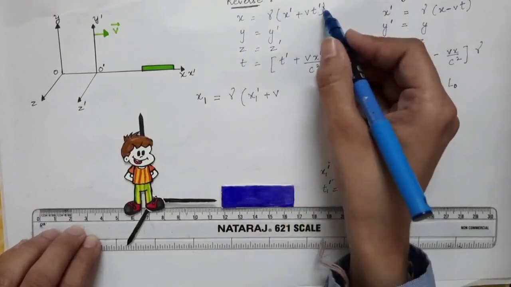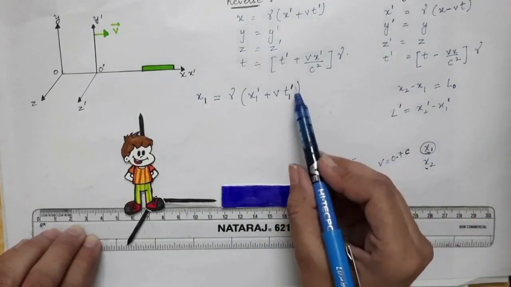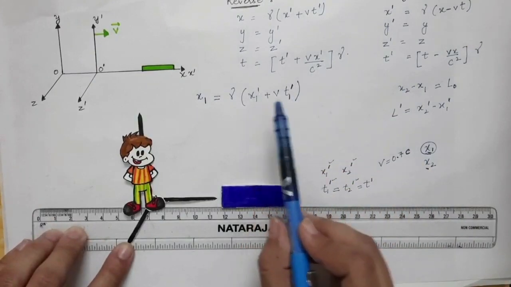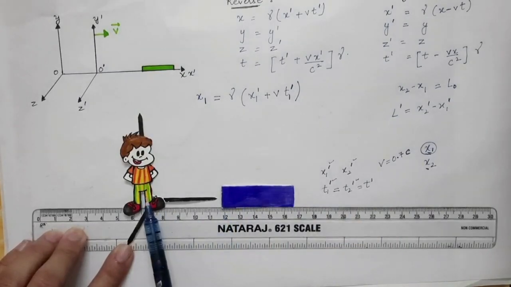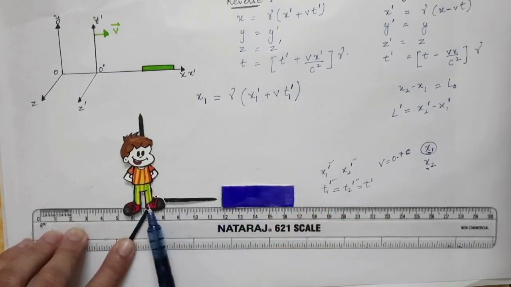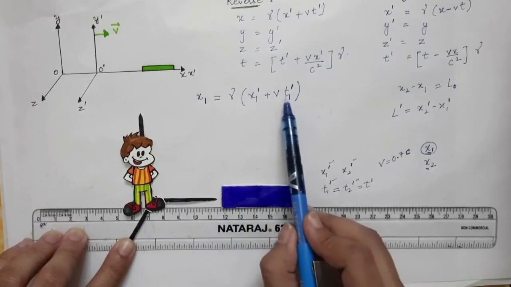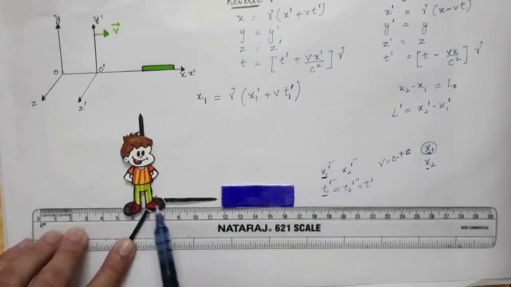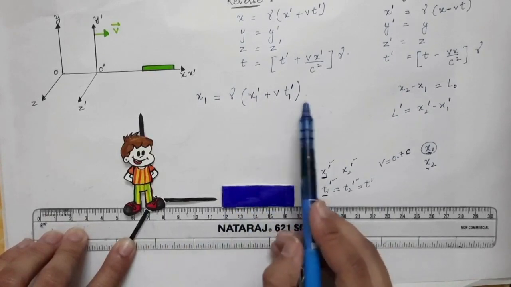And instead of t prime, we will have t1 prime. So t1 prime is the time at which x1 prime is measured. t1 prime is the time at which this coordinate is measured with respect to your friend, because we are talking about the primed frame. So according to your friend, this will be x1 prime and this will be measured at t1 prime. Your friend will measure this coordinate as x1 prime at t1 prime.